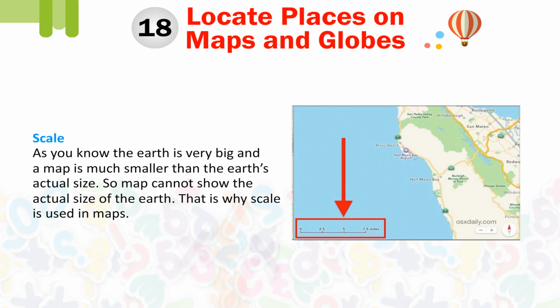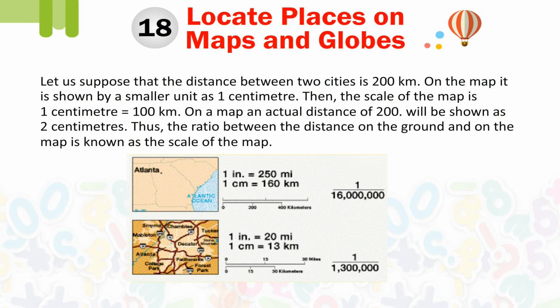Scale. As we know, the earth is very big and a map is much smaller than the earth's actual size, so a map cannot show the actual size of the earth. That is why scale is used in maps. Let us suppose that the distance between two cities is 200 km. On the map, it is shown by a smaller unit as 1 cm. Then the scale of the map is 1 cm is equal to 100 km. On a map, an actual distance of 200 km will be shown as 2 cm.